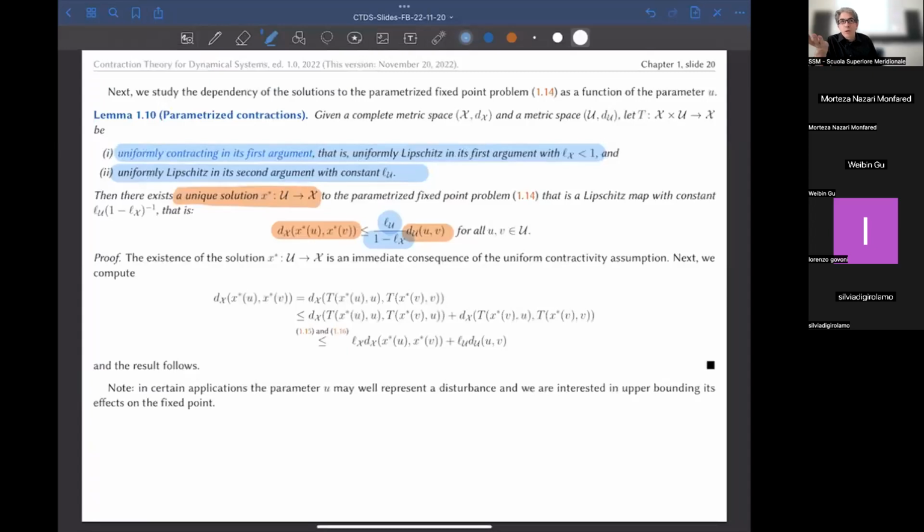In systems and control applications, but even in machine learning and optimization applications, you can think of U as a disturbance. So U equal to 0 is the nominal case. U different from 0 is a disturbance. So if the disturbance is bounded, you will get a bound on how much your solution varies automatically. You have a nominal solution and a disturbed solution. We already talked about this in the continuous time case yesterday. All right, fine.